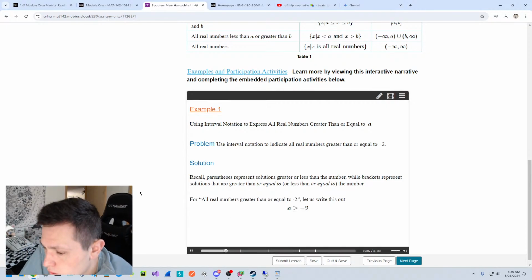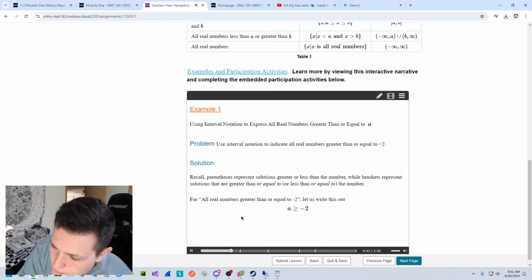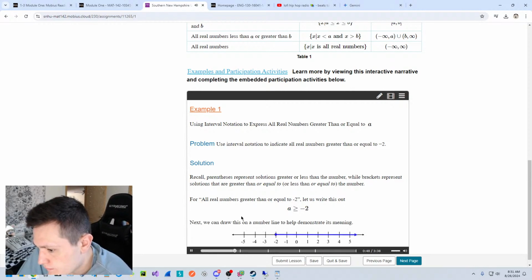For all real numbers greater than or equal to -2, this is greater than or equal to, so then this would end up being brackets. Let us write this out. A is greater than or equal to -2. Next, we can draw this on a number line to help demonstrate this meaning.